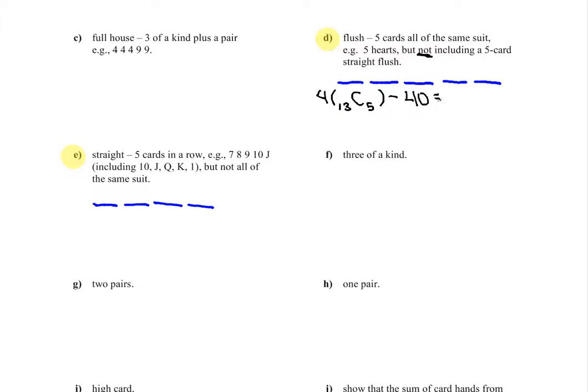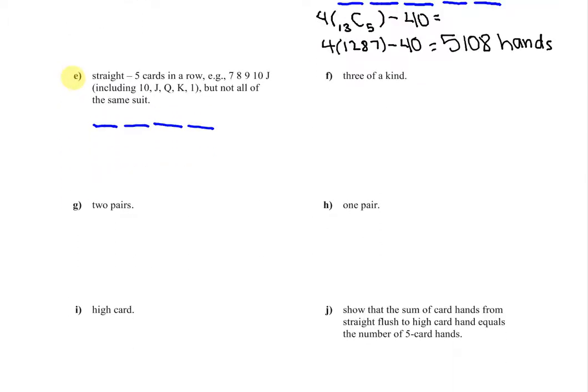So if you evaluate this, 13 choose 5 is 1,287, times 4 minus 40, and that comes to a total of 5,108 different hands. Okay, now on to our last one.